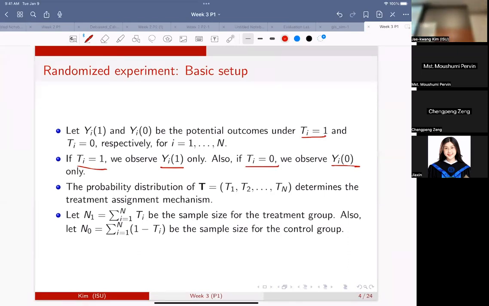So then t, the whole vector of t, plays the role of the sampling indicator in the sampling design, right? So it's essentially the same structure. So we can name it a treatment assignment mechanism. So then N1 is a summation over Ti, which is the sample size for the treatment group, and N0 is the sample size for the control group.